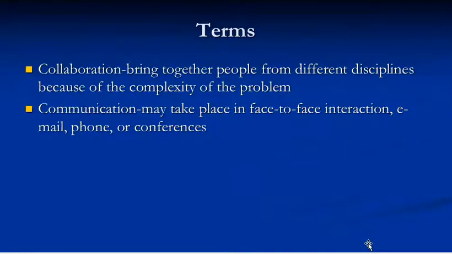A couple terms here: collaboration. Scientists often collaborate. That means people from different disciplines come together because of the complexity of the problem, and it is important to communicate well as we go through these sciences.